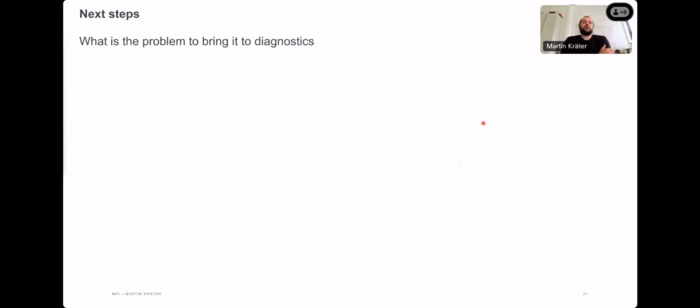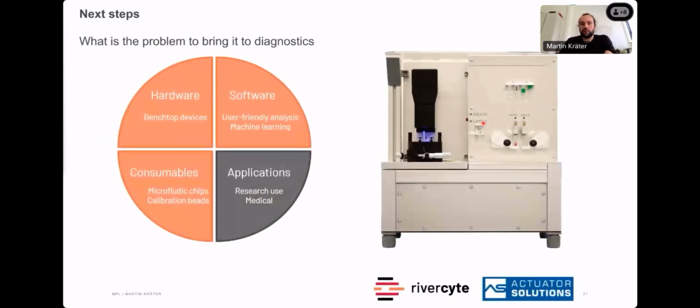So what are the next steps? What is basically the problem to bring this to a diagnostics approach? Well, the first thing is obviously that you would need to have technology and the corresponding consumables. As said, we have founded a company in order to do so. We have available the hardware, the software, and the consumables to measure those patients and to bring these devices into clinics.